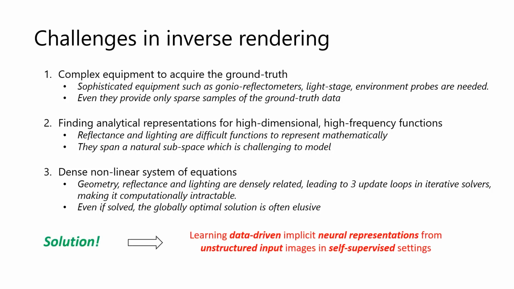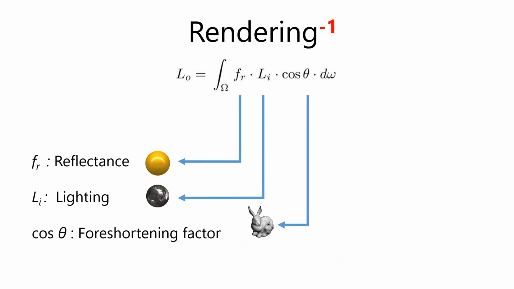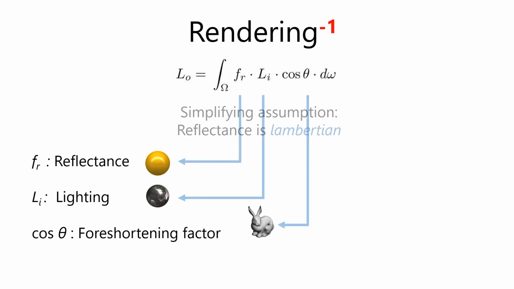So, the good news is that recent developments in deep learning have allowed us to learn data driven implicit neural representations for this task that makes unsupervised or self supervised learning possible, even from unstructured and uncalibrated input images to various degrees. This has led to several exciting breakthroughs in this area recently. I'll try to offer a selection in this talk that hopefully touch on some of the major new ideas and developments. One of the simplest forms of inverse rendering problem is that of intrinsic image decomposition.